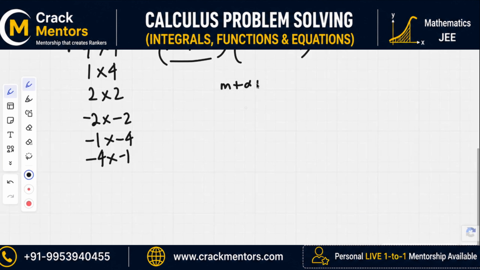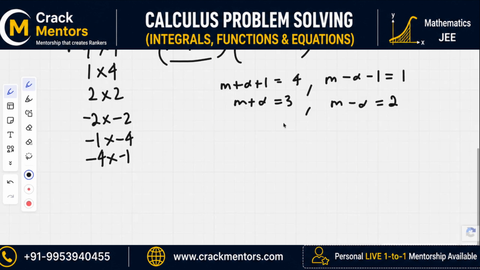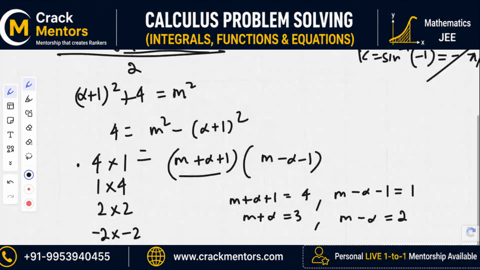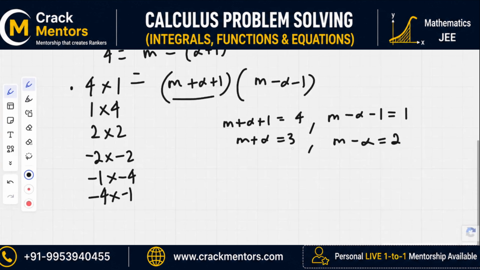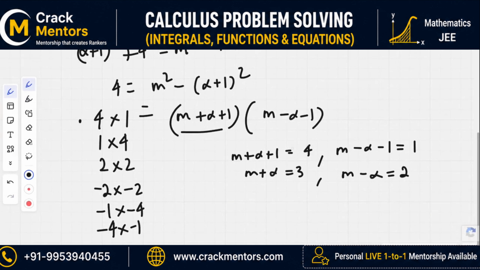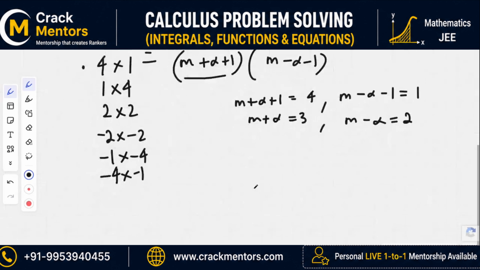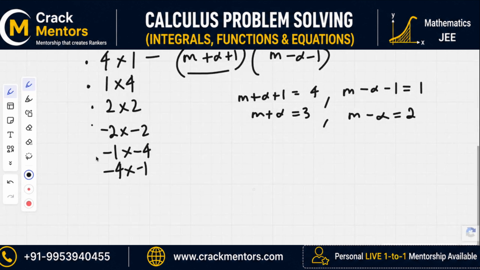So my m plus alpha plus 1 is 4, and my m minus alpha minus 1 is 1. So my m plus alpha is coming out to be 3, and my m minus alpha is coming out to be 2. So what is my m coming out to be now? You can add them, right? m is not coming out to be an integer, right? m should be an integer here. You only find which of these is satisfying so that m is an integer.